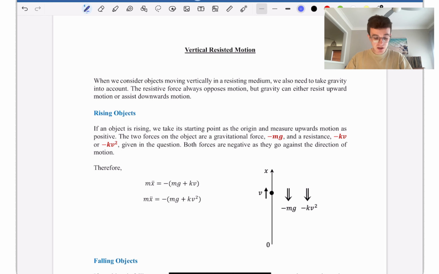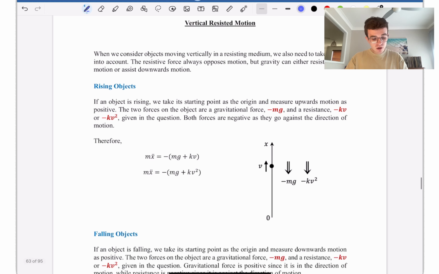So rising objects. If an object is rising, we're going to take its starting point to be the origin, and we're going to measure upwards motion as positive. Now, really importantly with vertical resisted motion, since it's only in one direction, our first dimension that we talk about is always x. So even though we're moving up or down, we're going to treat it as x. The reason we don't treat it as y is because when we use y in variables, that's often implying that I've got an x and a y variable. So our first variable is always x, and this is just one-dimensional travel.